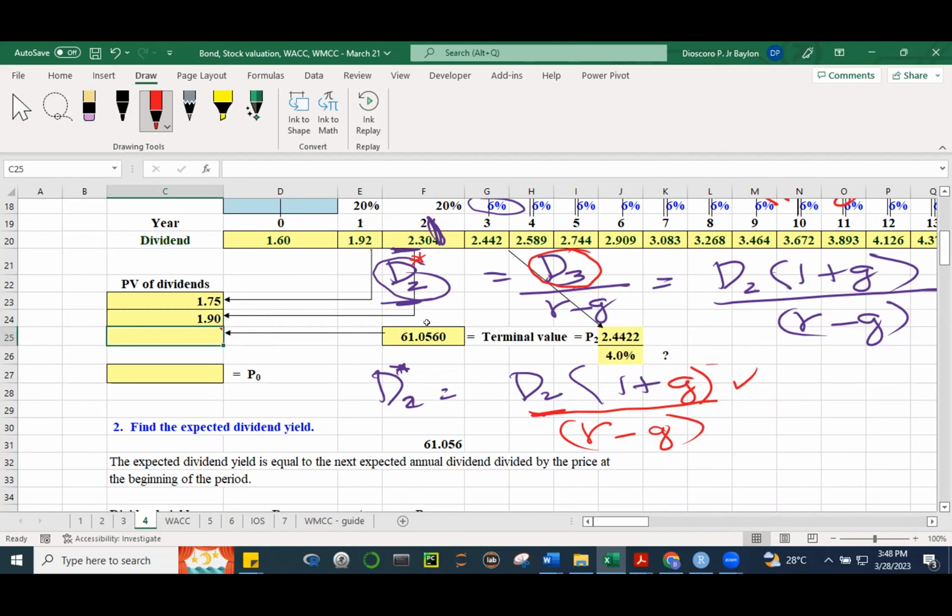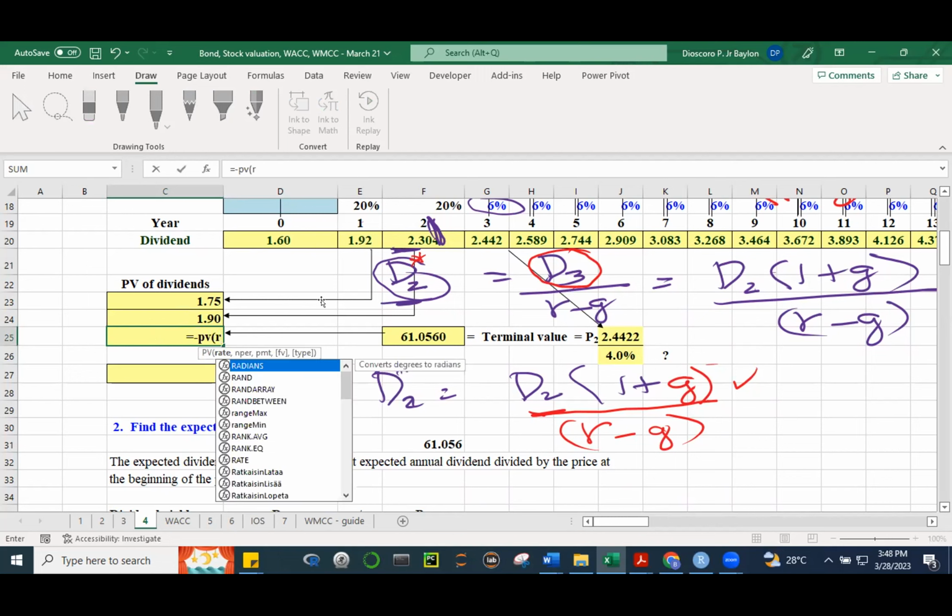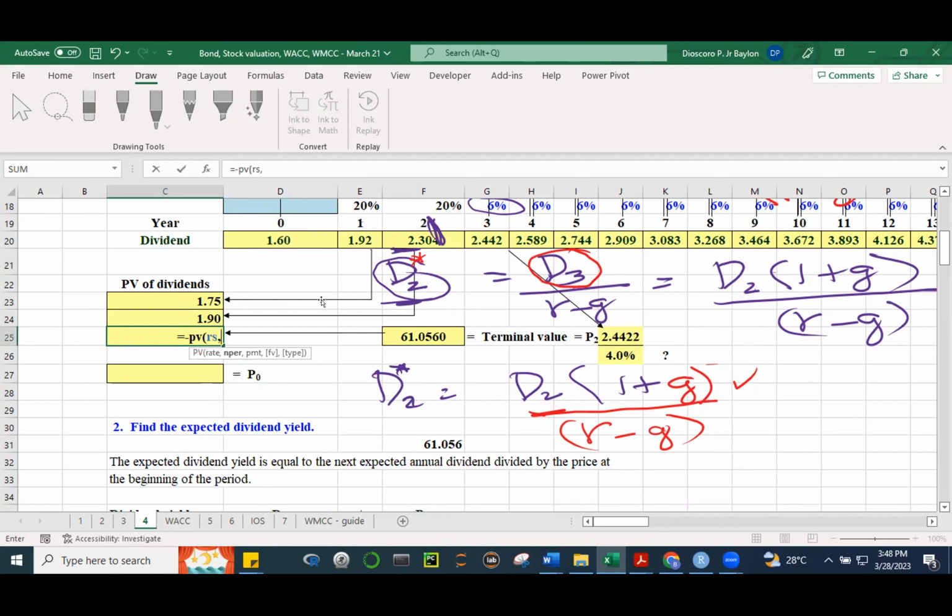And lastly, ito pa. Okay, because we have effectively converted all of these dividends into one dividend, diba? Itong 61. So kunin natin yung present value niyan, negative PV. All right, rate is RS, comma, N per is 2 din, no? No PMT, future value is 61.056. Ignore the type. Enter. So 50.46. All right.